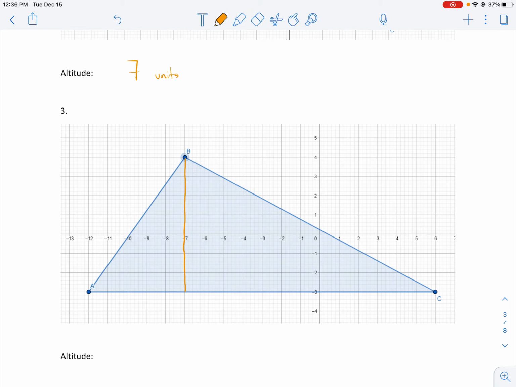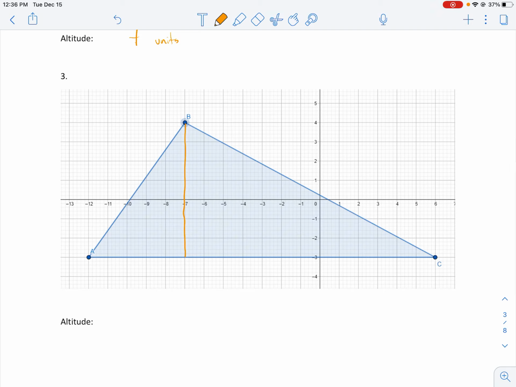So what's the easiest height we can come up with? All right. Well, this one right here. Let's go from B and create a perpendicular line with AC, which we did. So now we can count 1, 2, 3, 4, 5, 6, 7. So the altitude is 7 units.